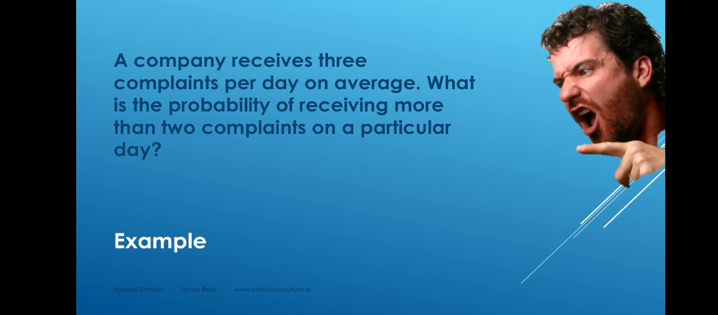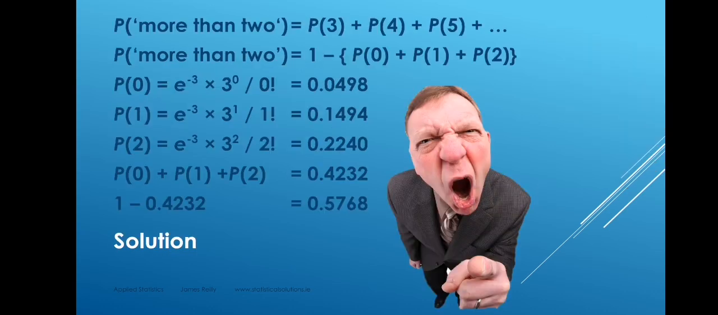So here's an example where a company receives 3 complaints per day on average. These are random events. What is the probability of receiving more than 2 complaints on a particular day? So more than 2 means we're interested in there being 3 or 4 or 5 and so on and so on. It's an infinite list. So we cannot possibly calculate all of these values and add them together. However, if this does not occur, then there's 0 or 1 or 2 complaints. So we'll calculate P0 plus P1 plus P2. And if we subtract that result from 1, then we will know the probability that there are more than 2 complaints.